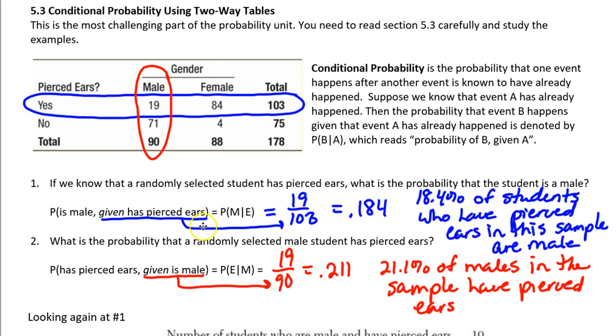What is the probability that a randomly selected male student has pierced ears? Now this is the opposite conditional probability. This is not the same thing. This is saying that our given now is that the student is male. That is the event that has already occurred, and then we want to know the probability that among that group someone has pierced ears. So we look at all the males. 19 out of 90 would be the answer to this one. That's about 0.211. So we say 21.1% of males in the sample have pierced ears.